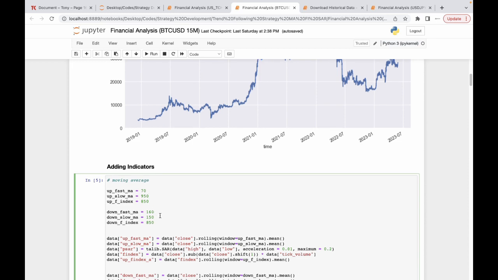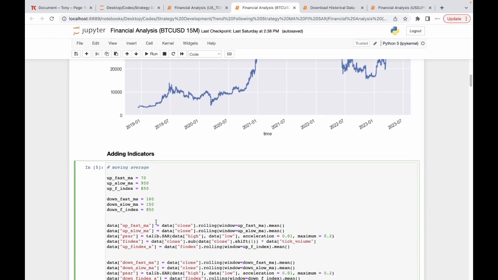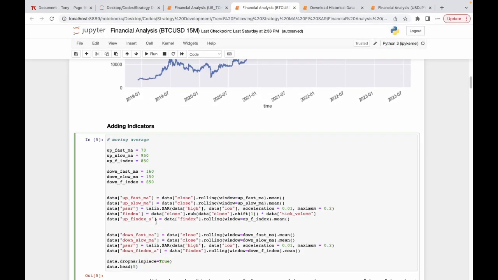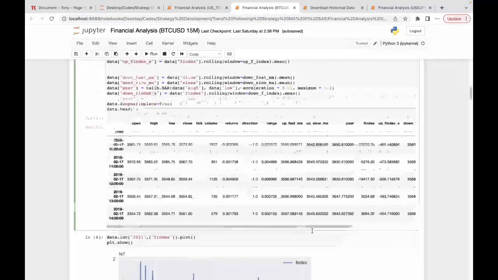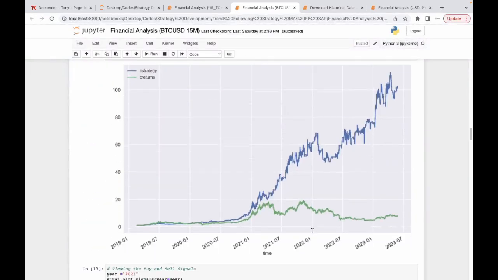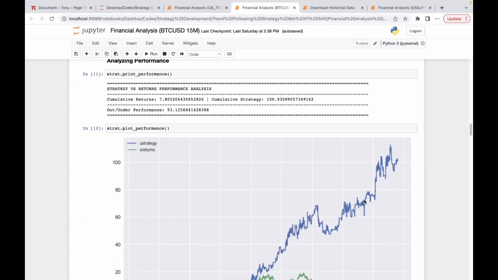And for the sell condition indicators, we are using 160, 150, and then a force index of 850. This would help us detect any sell trends or downtrends and pick them up. So we added our trading conditions here. And then you can see our chart here.